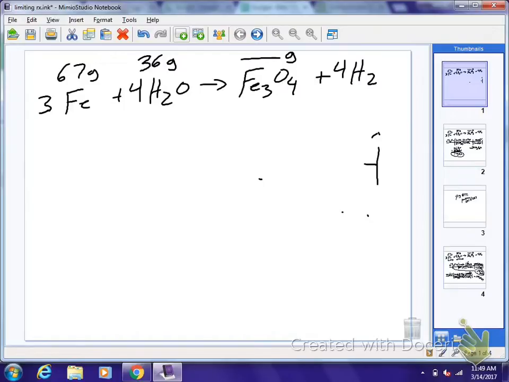So if I have the 36 grams and it runs out, it'll make so much product. And if I have 67 grams and it runs out, I'll end up with so much product. They're not going to be the same amounts. If they are the same amounts, neither one is limiting. So if the right side of the room, using the water, comes up with the same answer as the left side, which is iron, neither one is limiting.